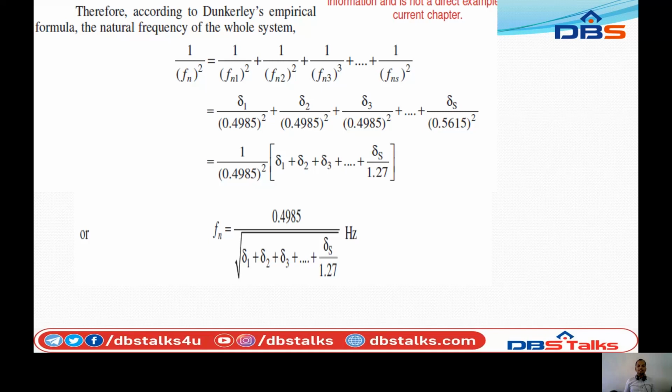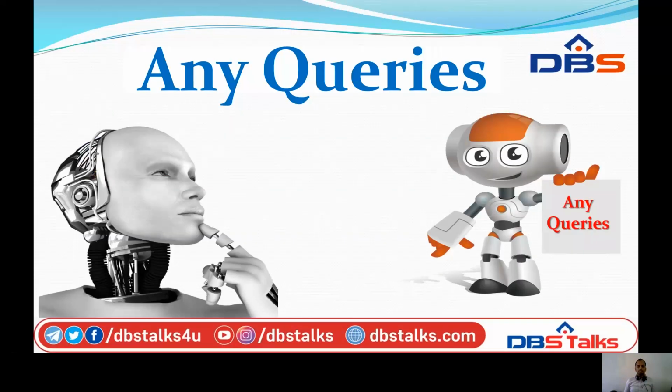But if the UDL is present, there we need to add delta S by 1.21. And at the same time, the delta is calculated for a simply supported shaft. That is, delta is equal to W a square b square by 3EIL. This is the static deflection formula for a simply supported shaft. So with that, Dunkley's method and Rayleigh's method are completed.